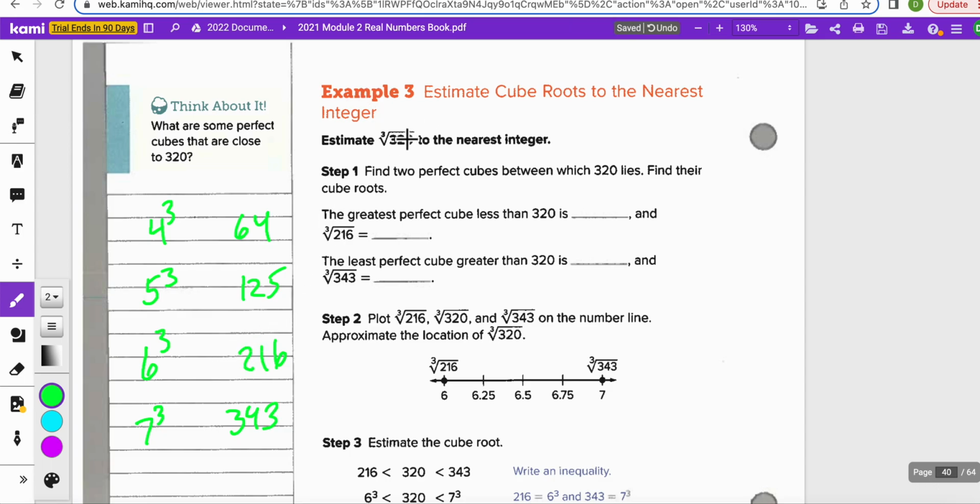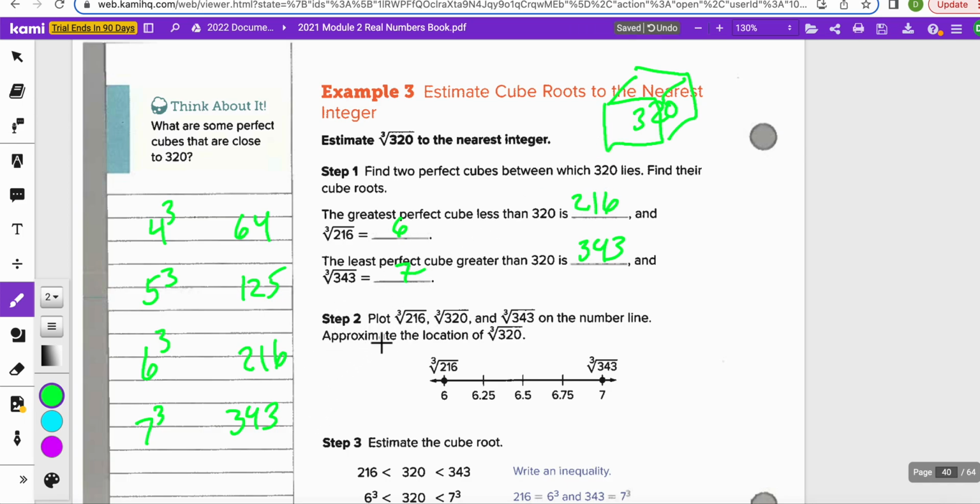So all you're doing is you have a cube with a volume. So if I drew a cube, it has a volume of 320. The edge length would be the cube root of that. Well, the greatest perfect cube less than 320 would be this 216. So the cube root of 216 is 6, so that would have an edge of 6. The least perfect cube greater than 320 would be 343. So the cube root of 343 is 7. So I know this edge length has to be somewhere between 6 and 7.